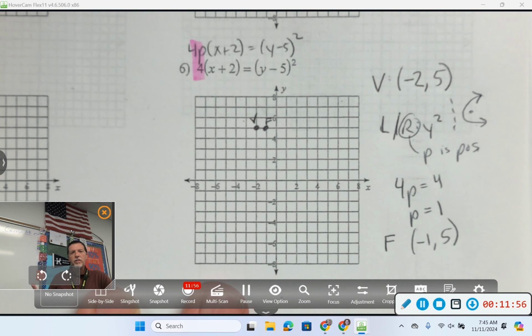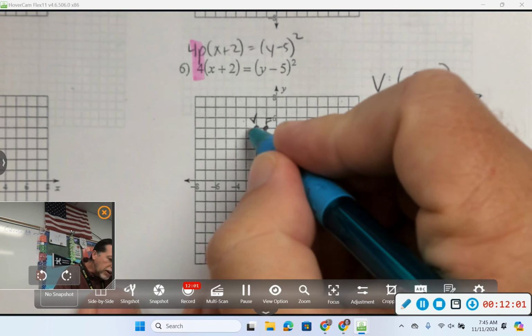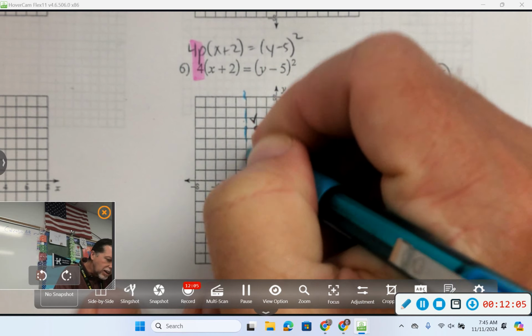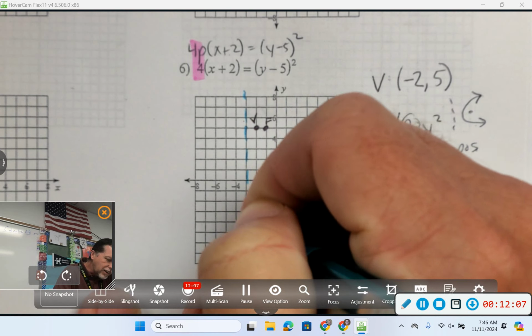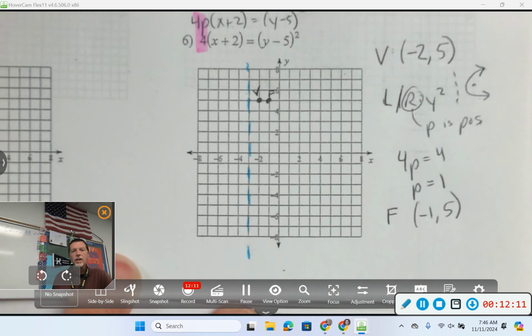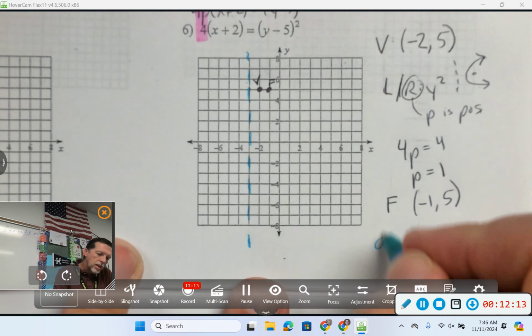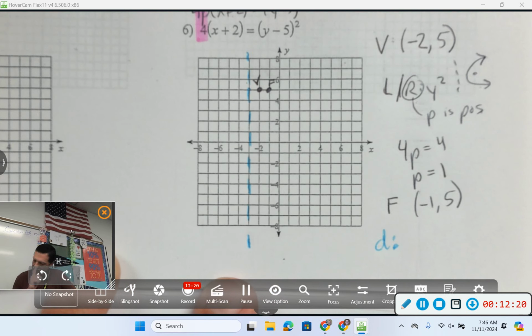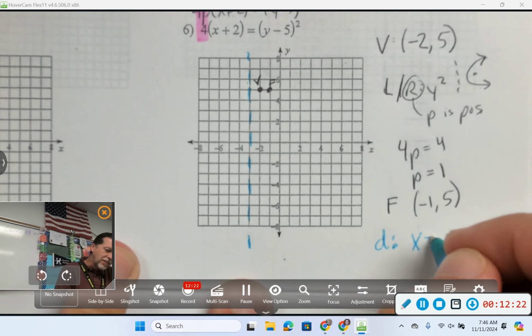The directrix is 1 away on the other side. Be careful with the directrix. It's not a point on the other side. It's a line on the other side. You can dot it, you can make it solid, you can make it a highlighter, whatever you like. But that's my directrix. What's the equation of that line? X equals -3. Very nice. X equals -3.